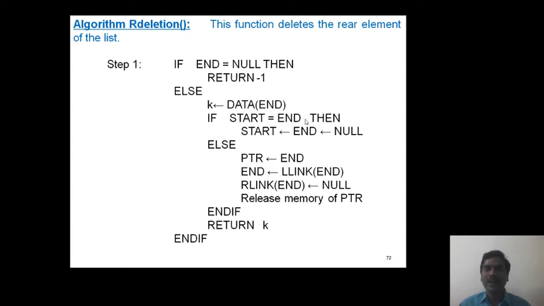If start equals end, then start equals end equals null. Else, we set one pointer variable ptr that points to the end node. End equals l-link of end, r-link of end equals null. Release the memory of ptr. And return k, end if.